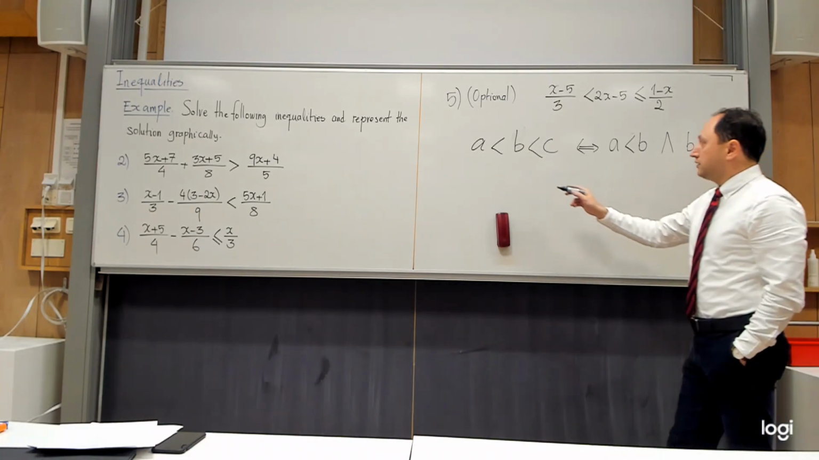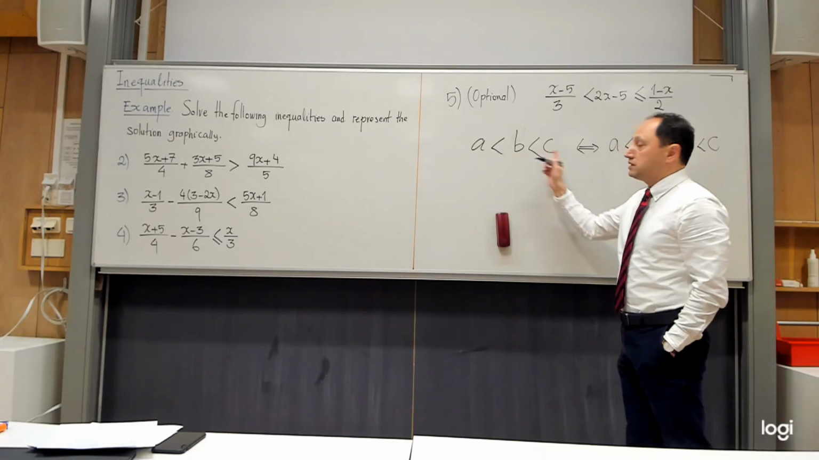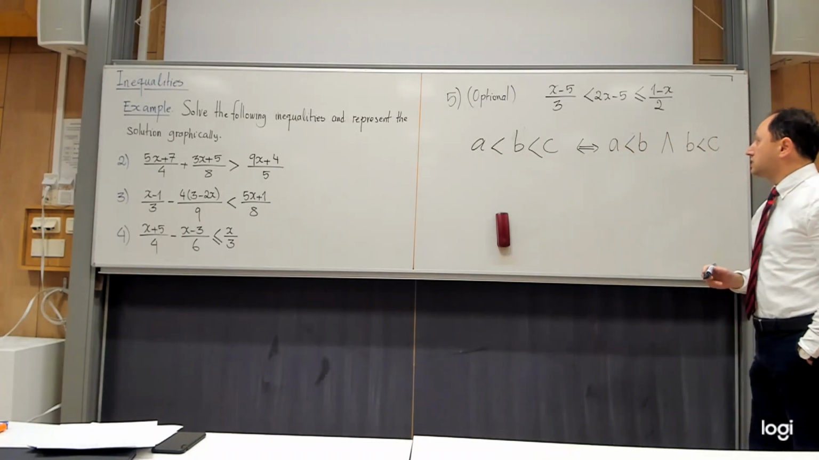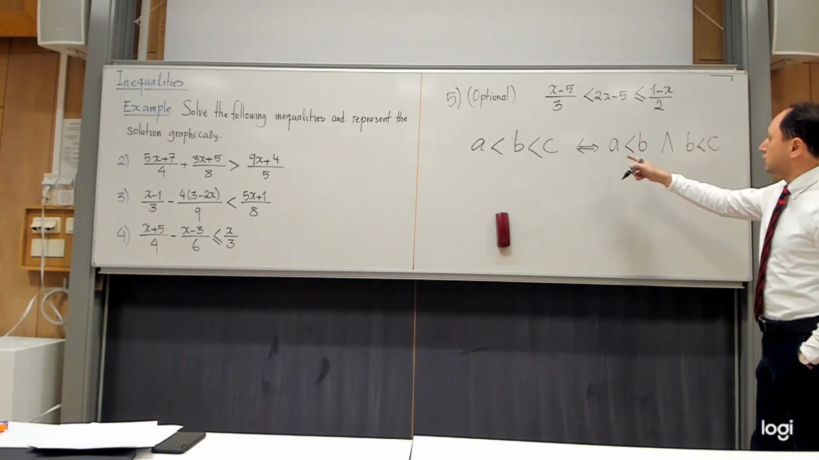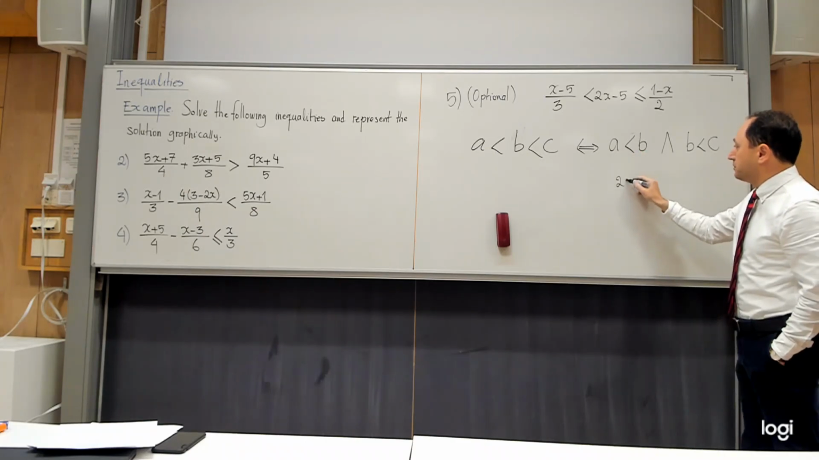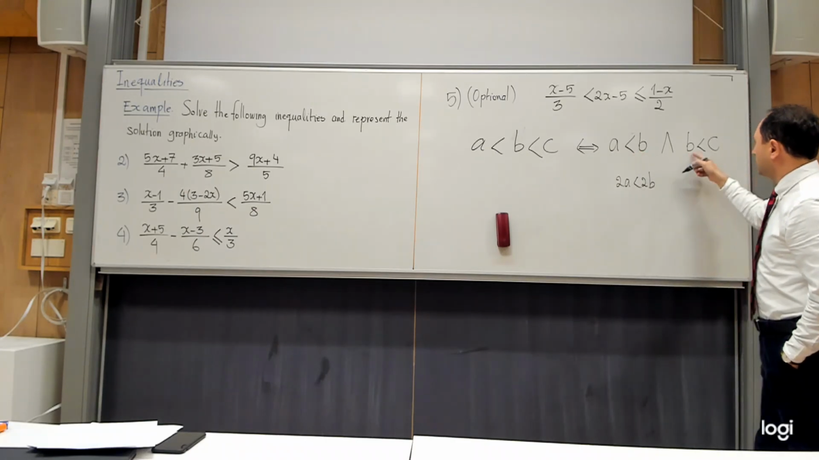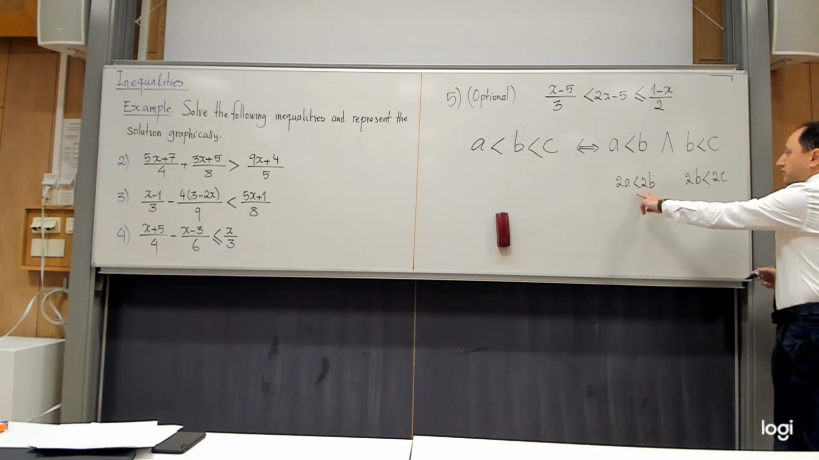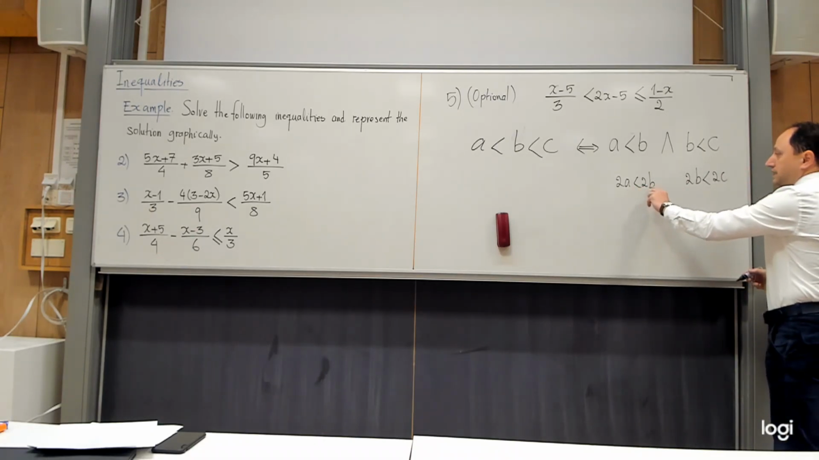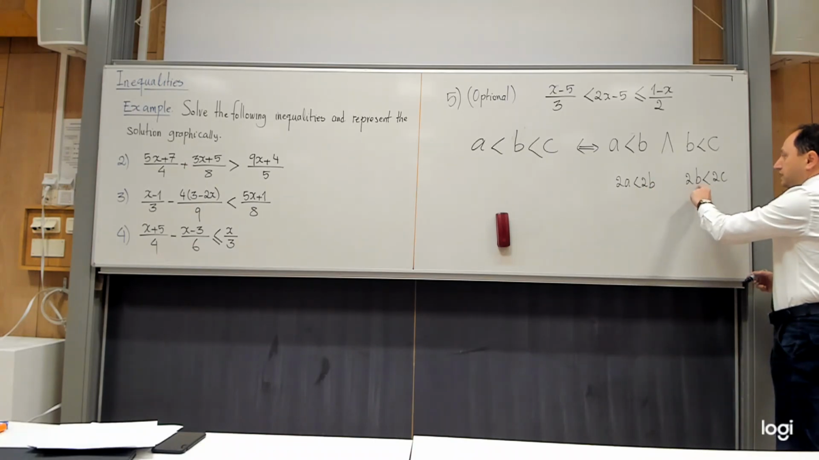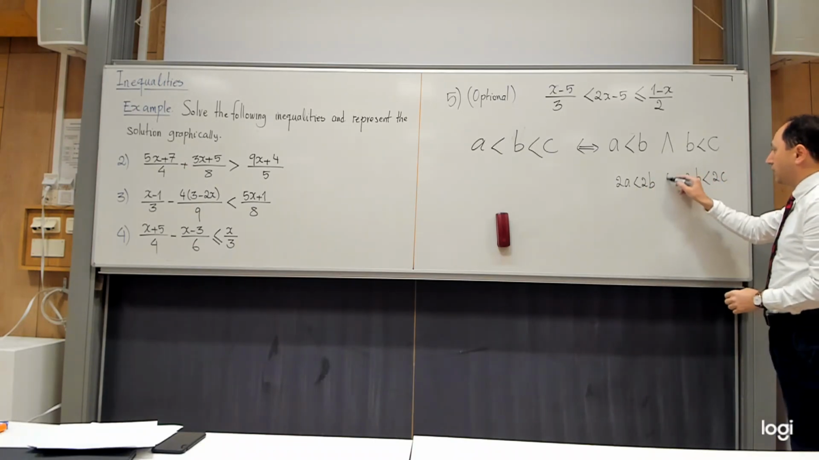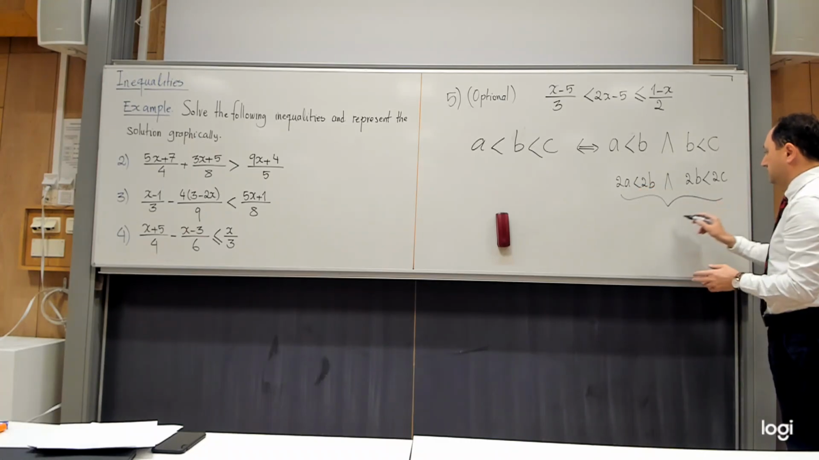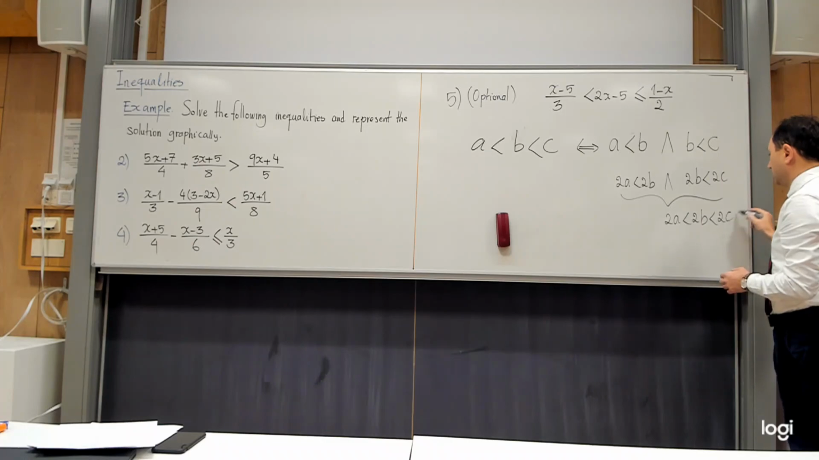Of course, if I ask you, can I multiply everything by 2, the answer is yes, because you can multiply this by 2 separately, this by 2 separately, and then you have two things. You can see that 2a is less than 2b. On the other hand, 2b itself is less than 2c. Another way of looking at this is 2a is less than 2b is less than 2c.